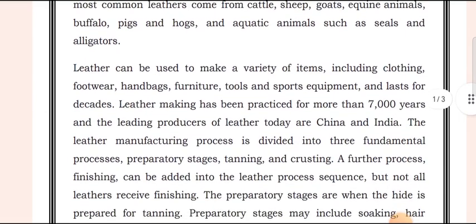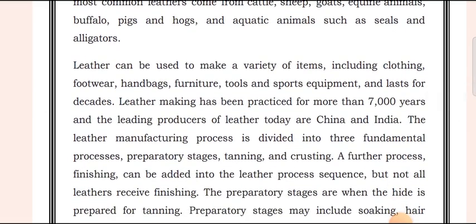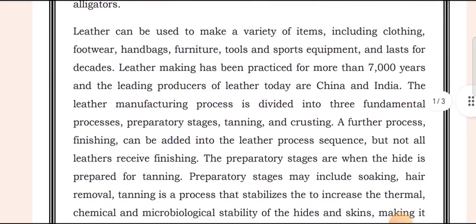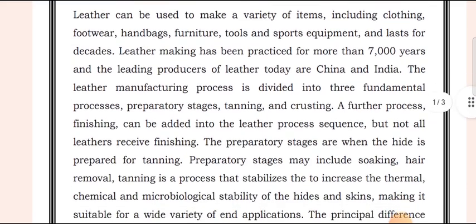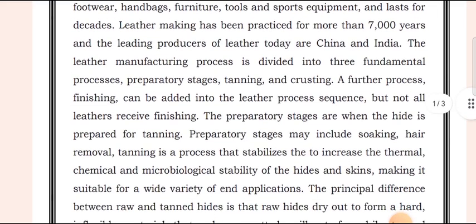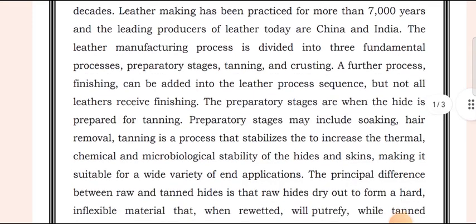Leather can be used to make a variety of items including clothing, footwear, handbags, furniture, tools and sports equipment, and lasts for decades. Leather making has been practiced for more than 7,000 years and the leading producers of leather today are China and India. The leather manufacturing process is divided into three fundamental processes: preparatory stages, tanning and crusting.